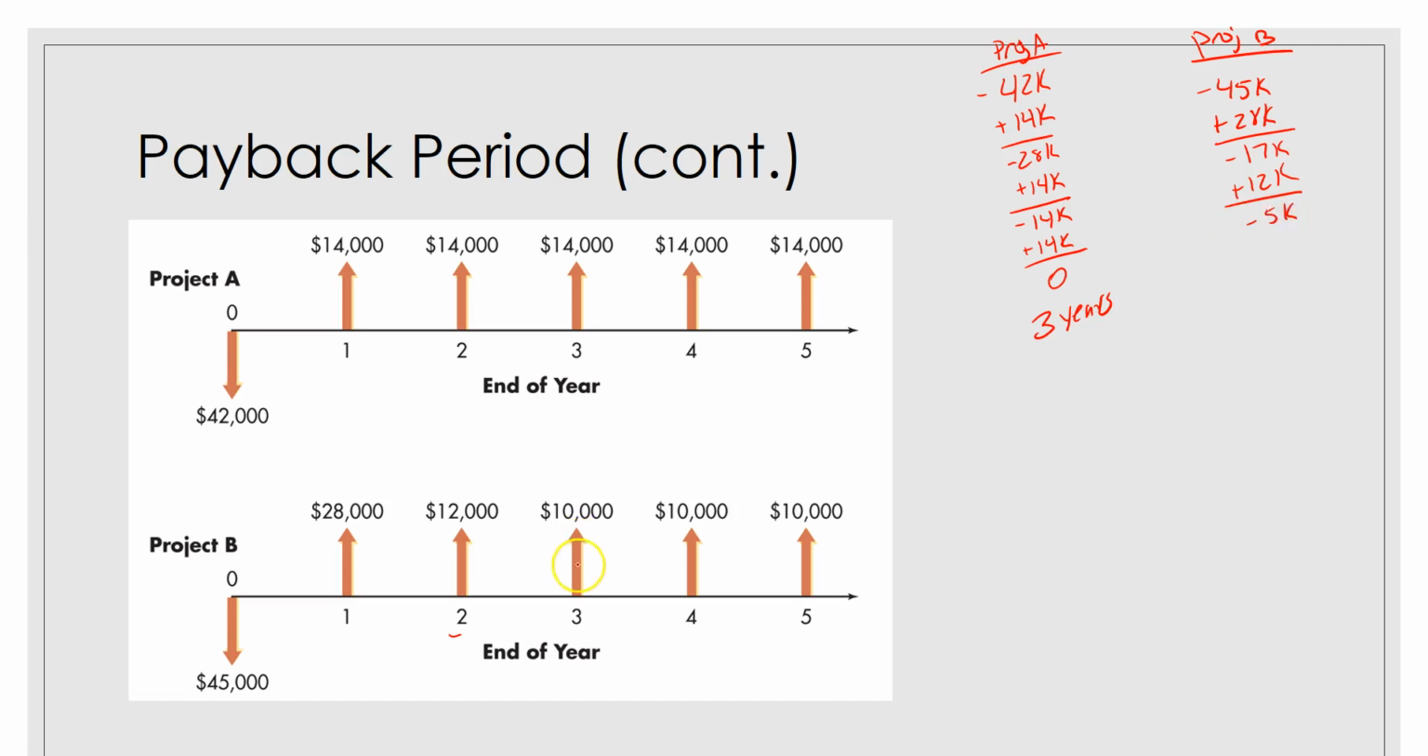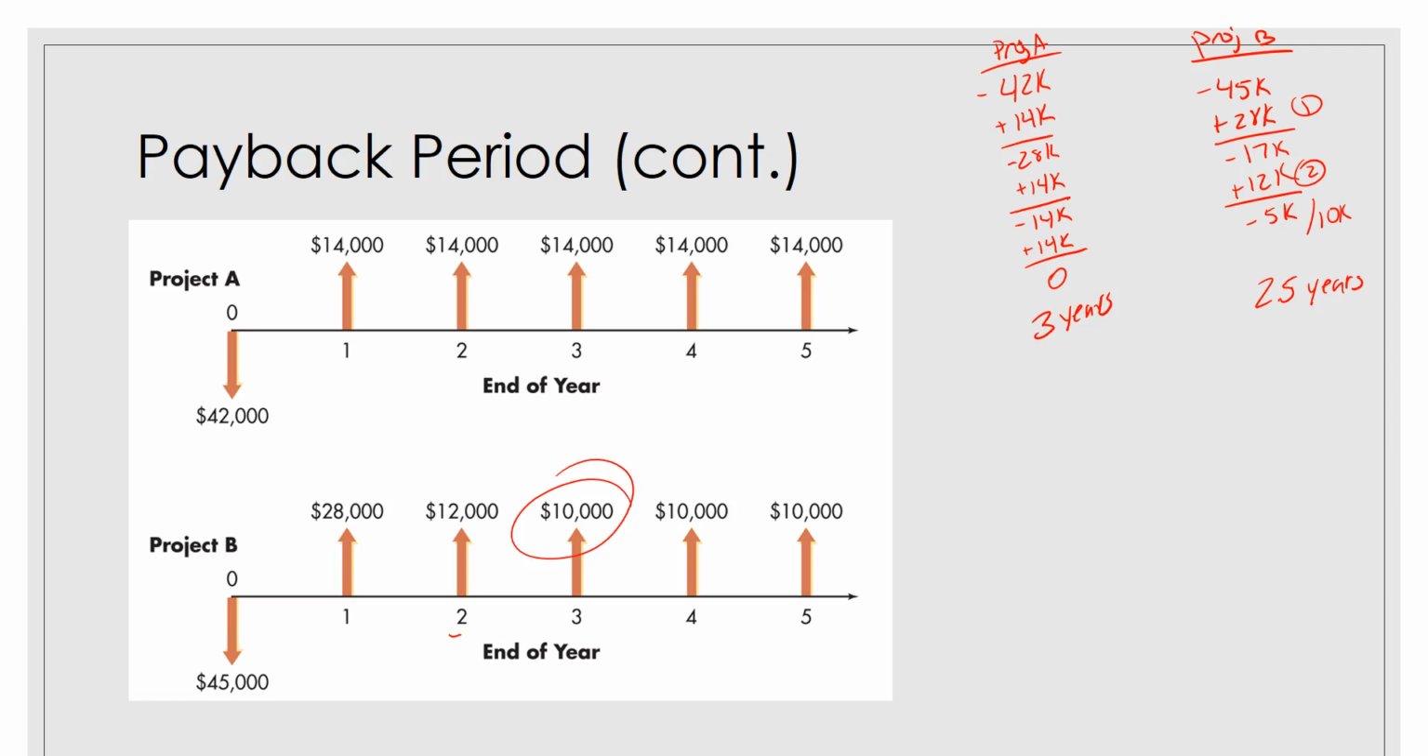But now when we move to year 3, that $10,000, that's greater than the $5,000. So because it's greater, we're going to divide. So just ignore the negative sign, look at it as the absolute value. And we see that it takes 2.5 years to recoup our initial investment. So according to payback period methodology, Project B is better than Project A because you recoup your initial investment quicker.